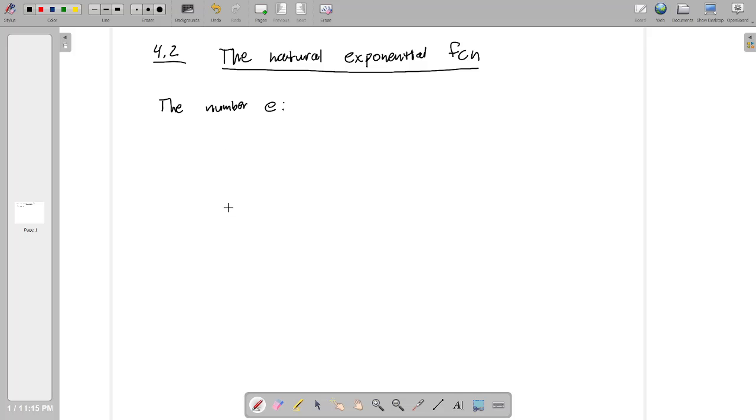What is the number e? It's actually an irrational number. It's 2.718281828459045..., and it keeps going forever. Non-repeating, irrational number. So how do we actually get this number?